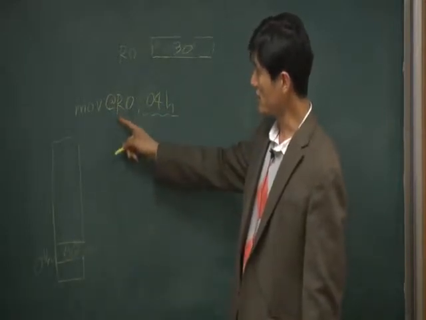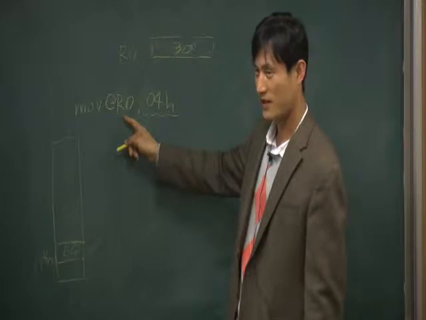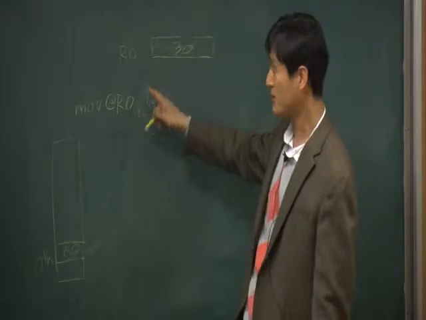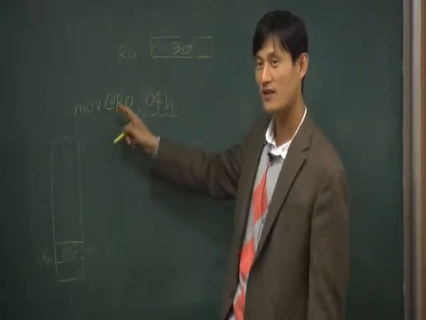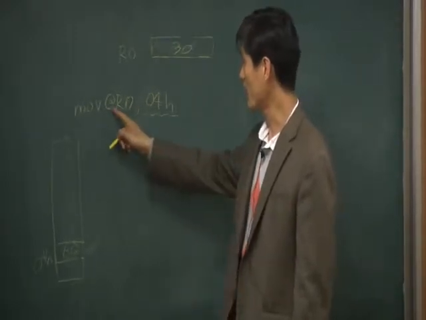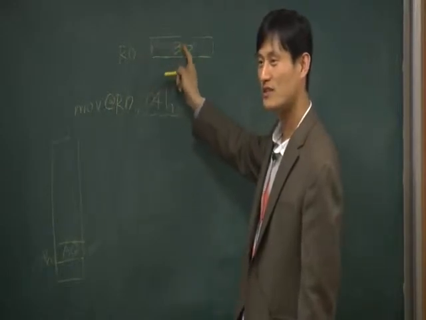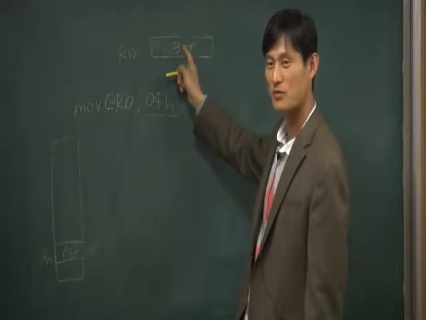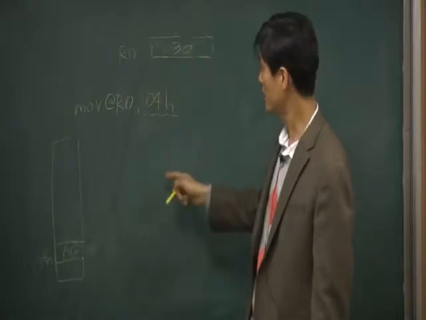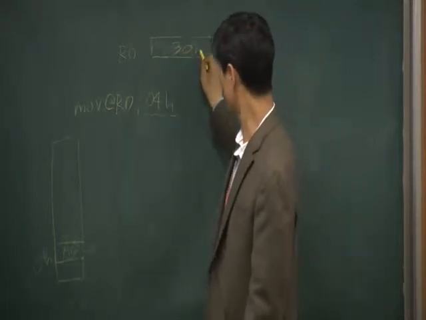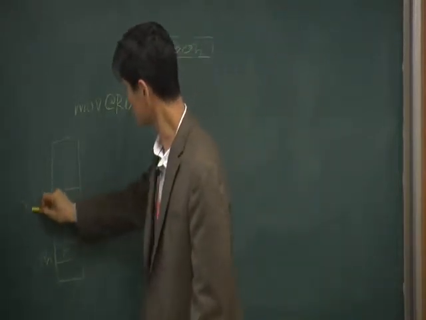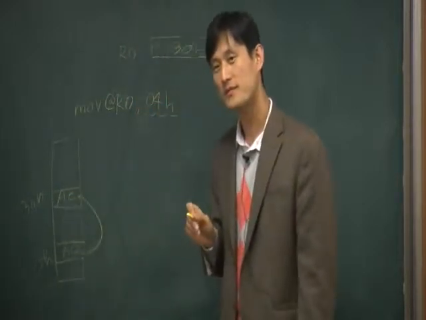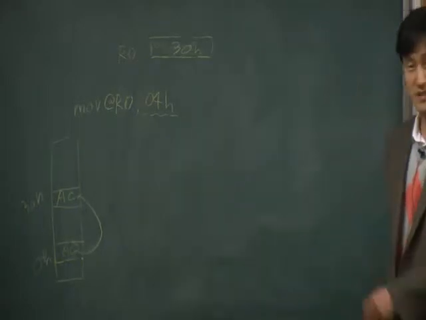My destination now is indirect addressing. If that was direct addressing, then I would copy this one right here. But since this is indirect addressing, what I have to do is go to R0 and read this value. That's going to be your address. That's going to be your target. So what is the value? 30H. Now this value is copied into here. This is what happened in the pointer.